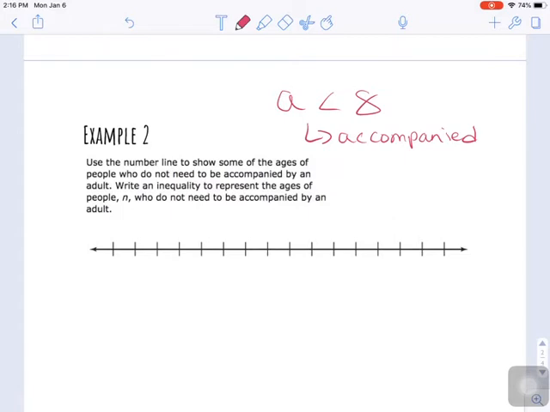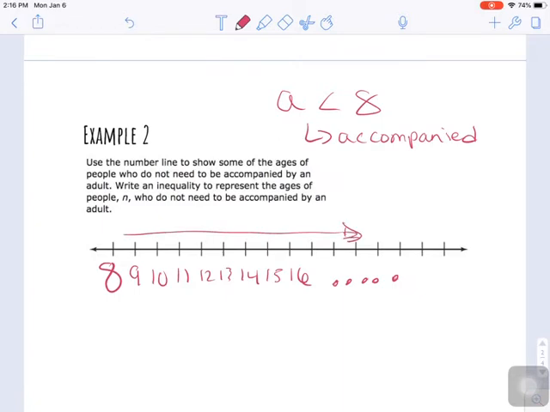So let's start at 8 down here this time, because we know it's not going to be underneath 8. So people who do not need to be accompanied by an adult, we have 9, 10 years old, 11, 12, 13, 14, 15, 16, and the list goes on and on and on. So now, what would our inequality for this be if we're saying anything over 8? Anything over 8. So we're saying if they don't have to be accompanied, their age has to be greater than 8 years old.